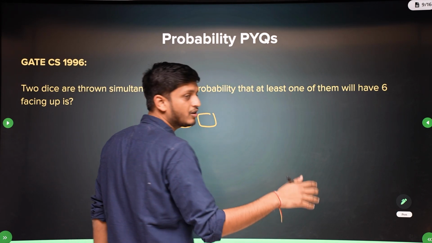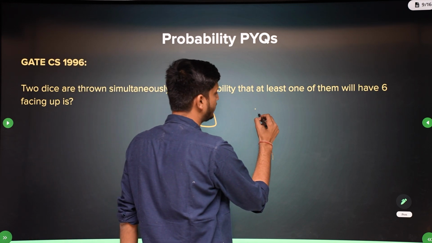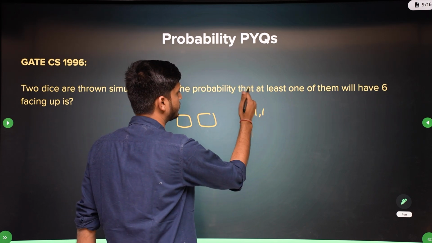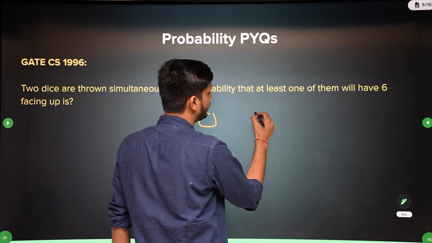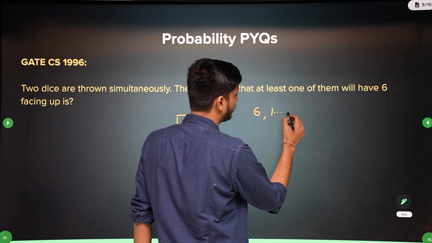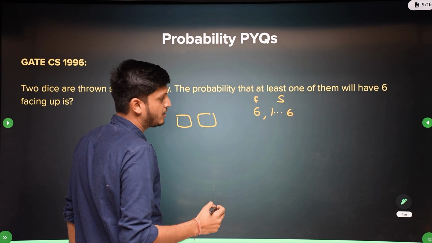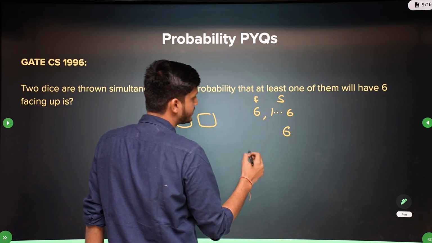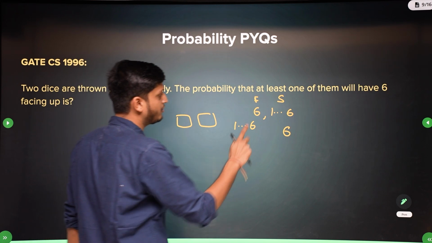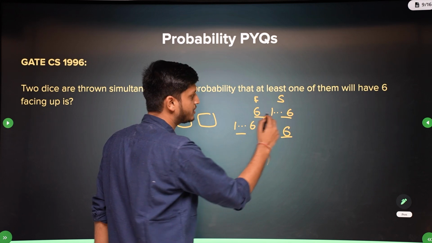You can actually enumerate all 36 cases, right? So from 1, 1 to... Okay, so at least one of them having 6 facing up. So what are the total cases? Let's say the first dice is having a 6 on the top. So the second die can have 1, 2, 3, 4, 5, 6, anything. So this is the first die and this is the second die. Or you can have a second die facing a 6 and in the first die you can have anything from 1 to 6. Right? But here we are overcounting one case. 6, 6 is present here also and 6, 6 is present here also. So there are 6 cases here, right?